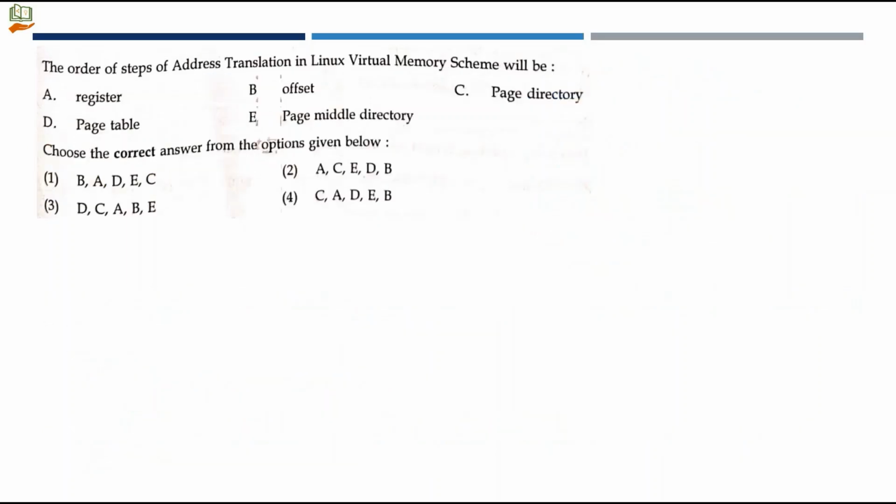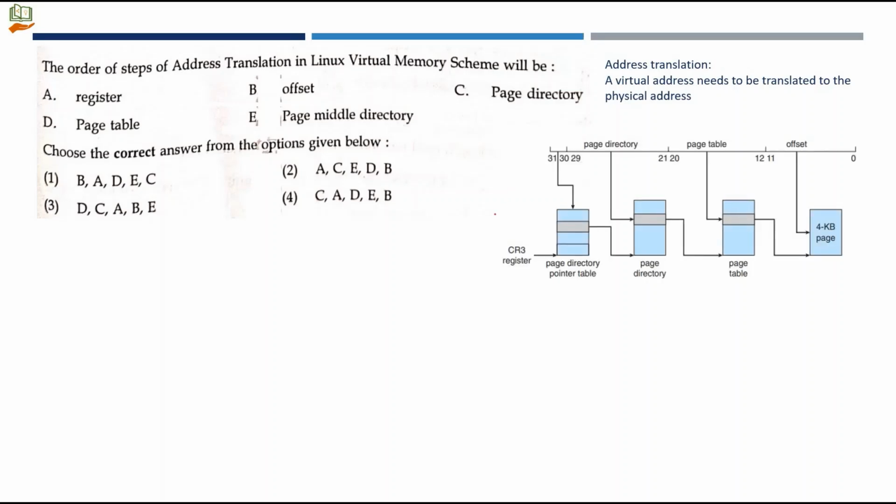Next question. The order of steps of address translation in Linux virtual memory scheme will be. So let's see the address translation process. A virtual address needs to be translated to the physical address. This is what we call address translation. Here is the diagram taken from the OS reference book. This is not with respect to Linux, but it is the general operating system they have given.